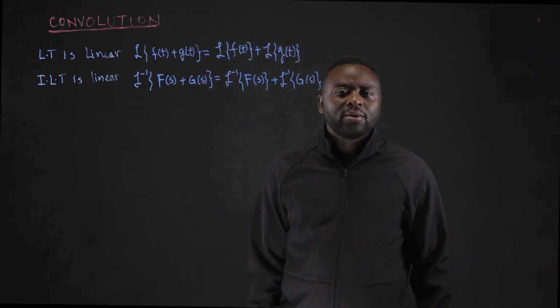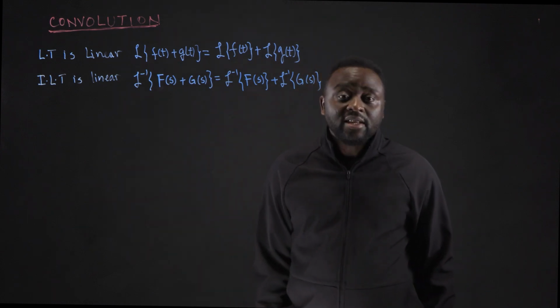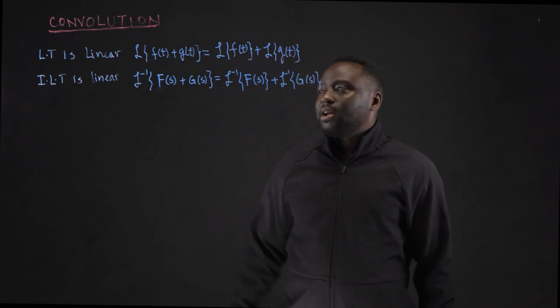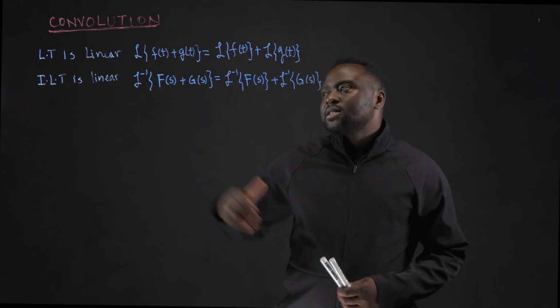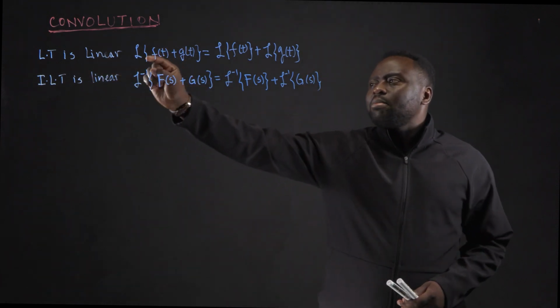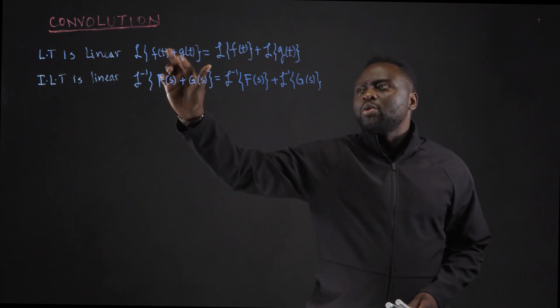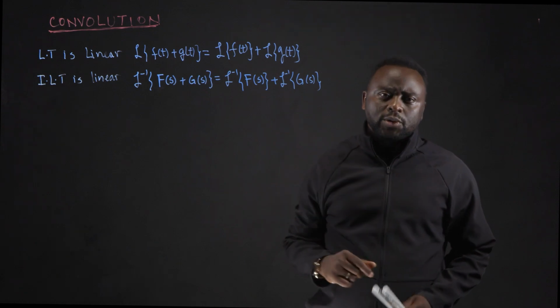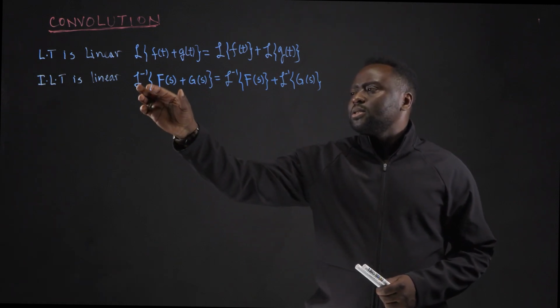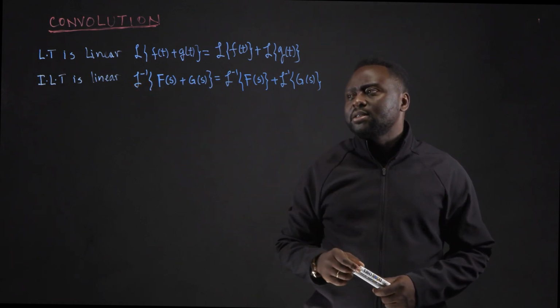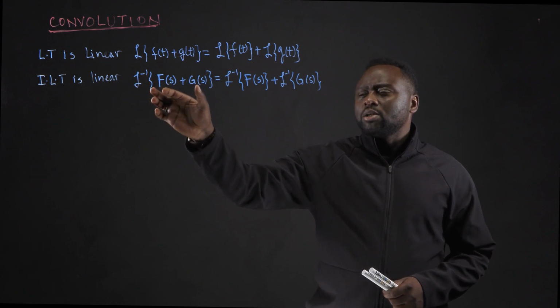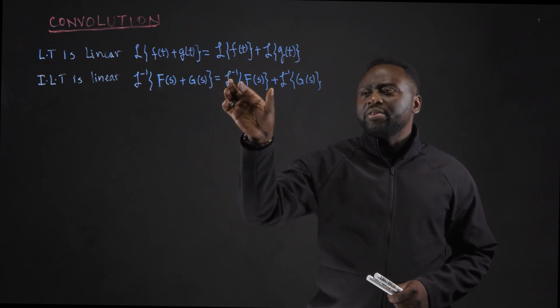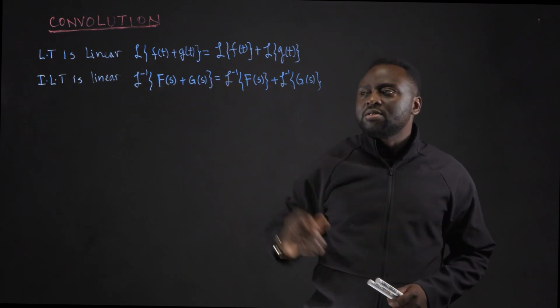In the previous video, we said that the Laplace transform is linear and the inverse of the Laplace transform is also linear. So linear here means that the Laplace transform of the sum of these two functions f and g is equal to the sum of the Laplace transforms of each of these functions, right? And it's the same for the Laplace inverse. So the Laplace inverse of the sum of these two functions is the sum of the Laplace inverses of each of these functions.